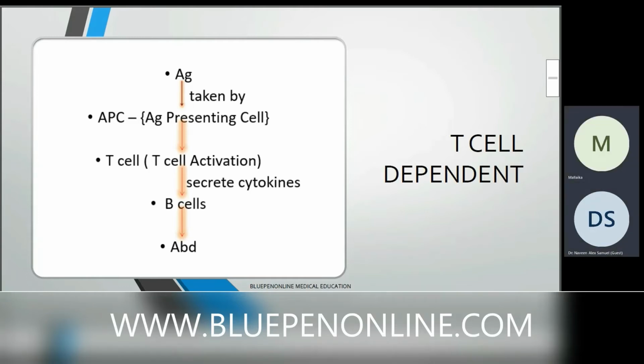Once they present to the T cells, the T cell gets activated. Once T cells get activated, they secrete cytokines, like interleukin 6, interleukin 1, tumor necrosis factor alpha, tumor necrosis factor beta, and interferon gamma. All these are cytokines. Once these cytokines are released, they stimulate the B cells, and once B cells are stimulated, they get activated. They convert into plasma cells, and these plasma cells are the ones that produce the antibodies. Got it? They are called T cell dependent because the pathway depends on T cell activation.